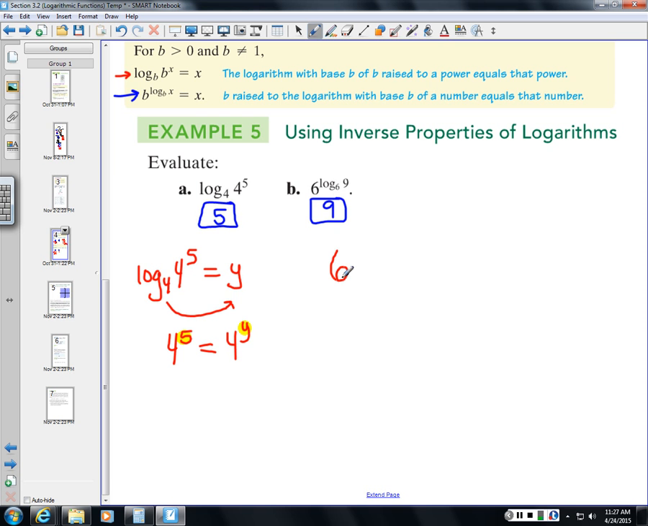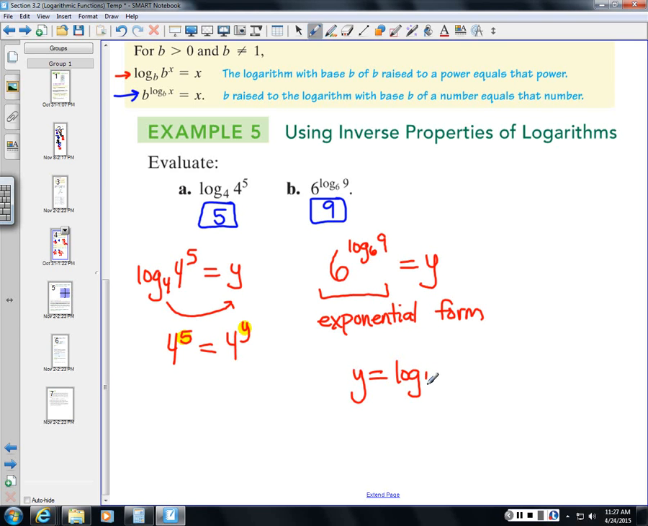If I have 6, that's my base, and it's raised to an exponent, and it just so happens my exponent is a log, and I wanted to know what this is equal to. Now, this one is actually in exponential form because you have a base and an exponent. Now, it does have a log, but log form has to be y equals log base b of x, and this does not fit that form. There's a log, but it's in the exponent. So since we have an exponent, this is an exponential form.